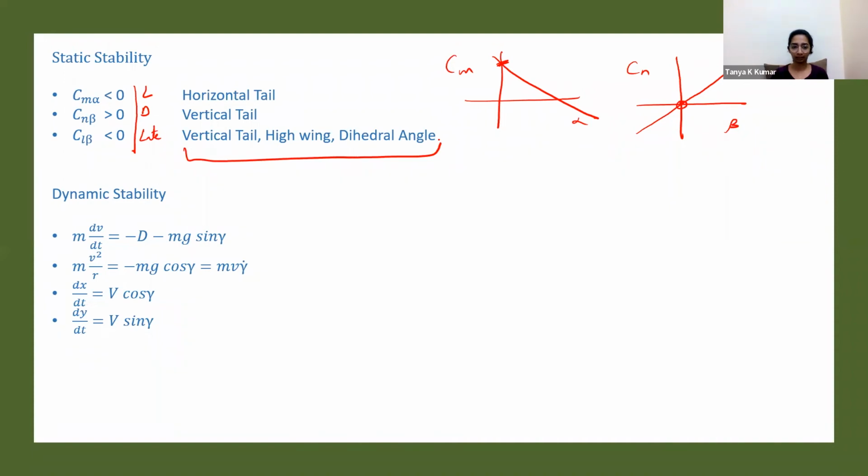Now we go on to dynamic stability. What is dynamic stability? It takes into account time. So how your aircraft went perturbed.